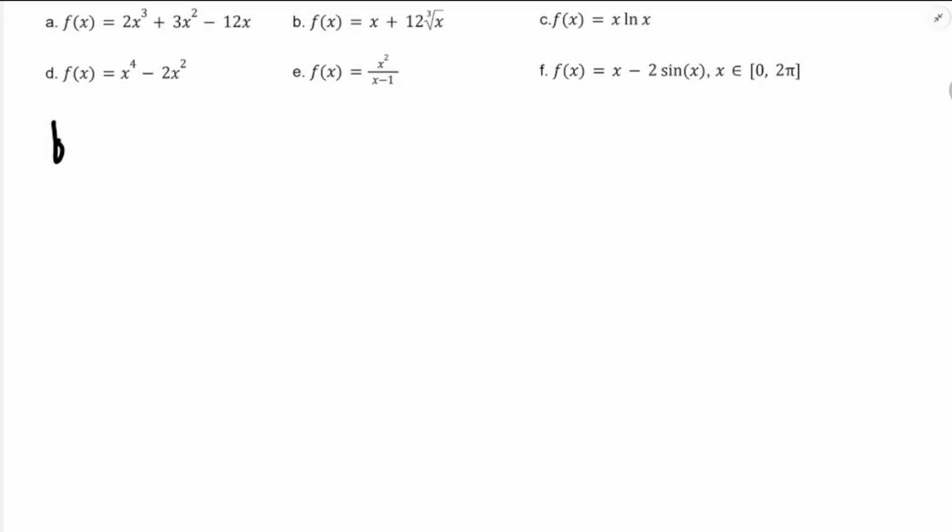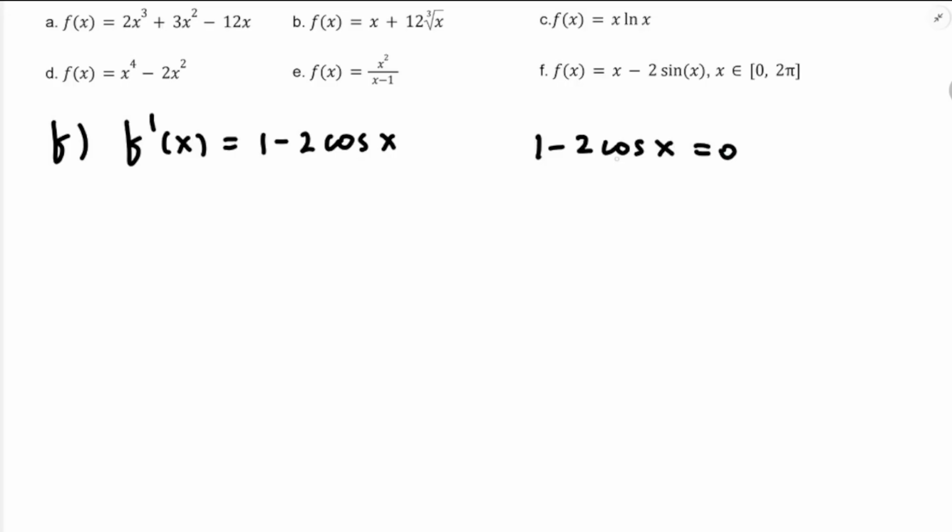Right, and then f of x equals x minus 2 sine x. So I need to take the derivative. I'll get 1 minus 2 cosine x between 0 and 2 pi. All right, so I need to know where this thing equals 0. So maybe 1 equals 2 cosine x. That would be when cosine x equals 1/2.